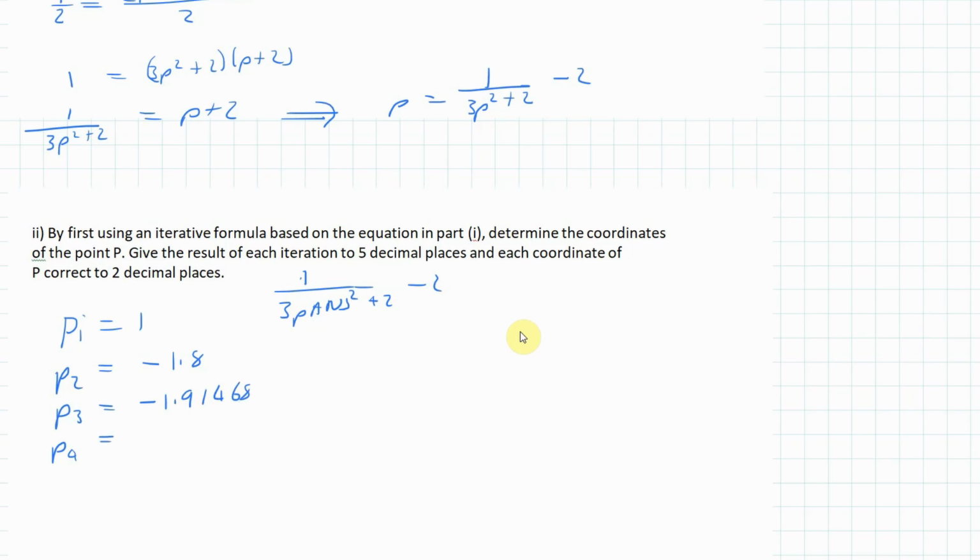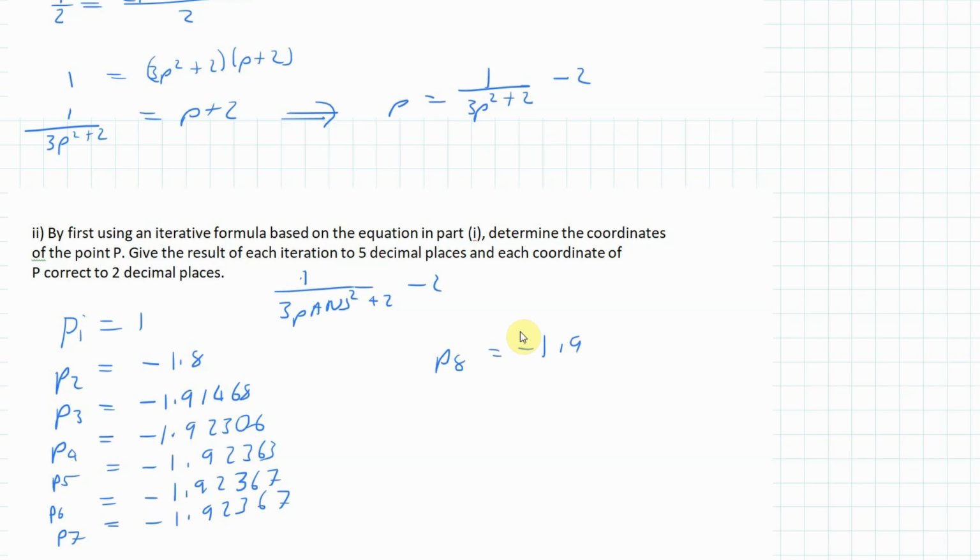P4, because you don't want to lose marks for something as easy as this, negative 1.92306. P5, negative 1.92363. P6, negative 1.92367. P7 equals negative 1.92367. One more for good luck. P8, negative 1.92367. And therefore we can give our result at this point to 2 dp. So P equals negative 1.92.